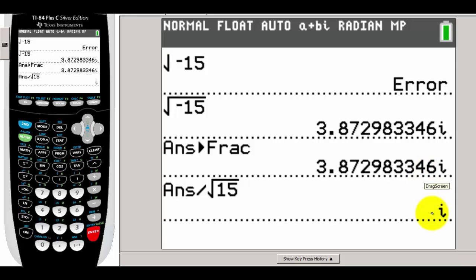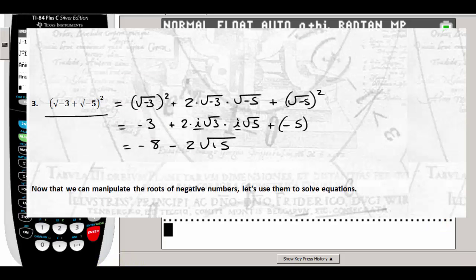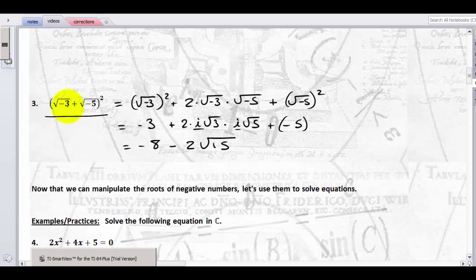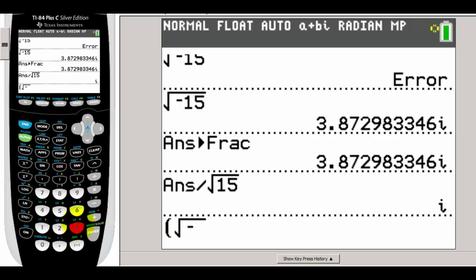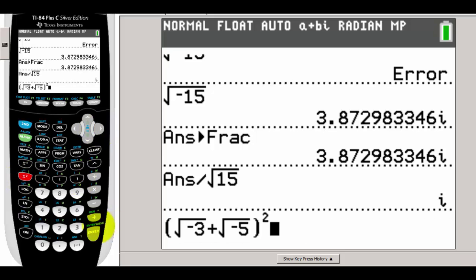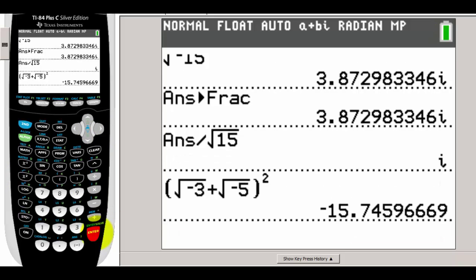Anyway, let's see what we have now that we have the right mode when we do the operation. So it is square root of negative 3 plus square root of negative 5 squared. All right, let's see that. So we have square root of negative 3 plus square root of negative 5. Let's close the parentheses. Let's square that. And that is negative 15.745. Well, I'm not sure what that is.